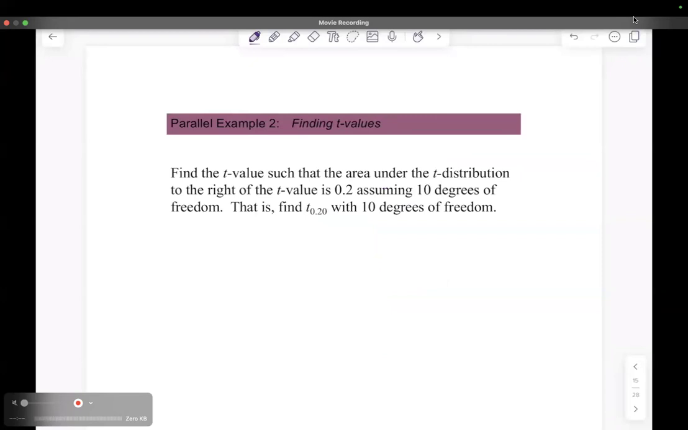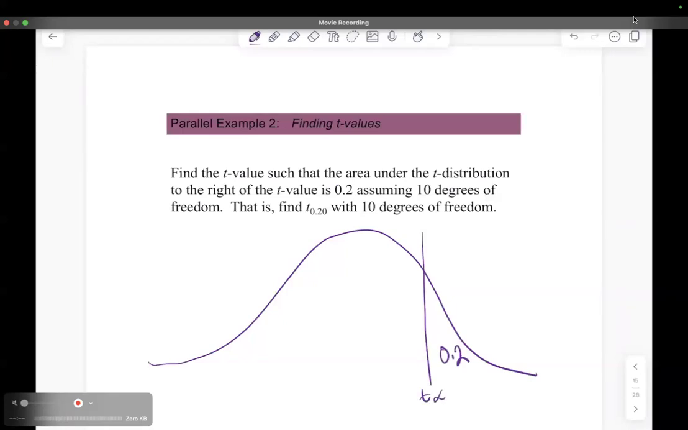All right. So I'm going to show you what this looks like on the t table. We're going to find a t value. So the area under the distribution to the right of the t value is 0.2 with 10 degrees of freedom. So I'm going to draw my curve. This right here is 0.2. This is my t sub alpha. So this up here is 0.2.